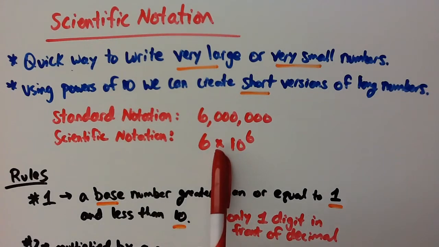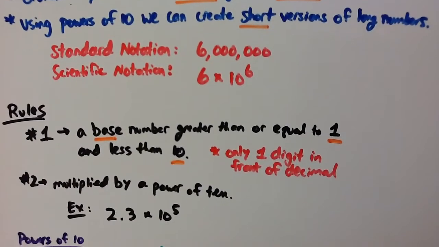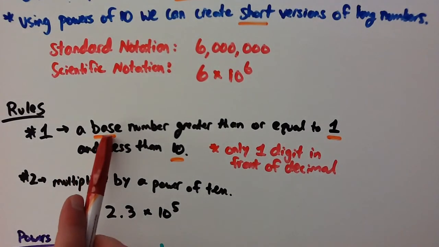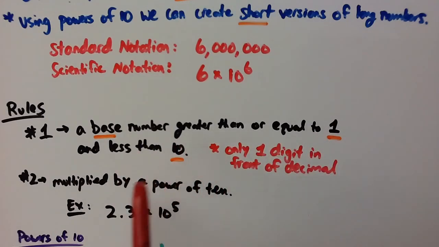Now, in scientific notation, we do use the x for multiplication. That is acceptable. Here are the rules for scientific notation. Number one, we have a base number that is greater than or equal to 1 and less than 10. So the number has to be between 1 and 10. It can be 1, it can't be 10. So it has to be between 1 and 10, which is basically saying that there's only one digit allowed in front of the decimal in scientific notation. And you're going to multiply that base number by some power of 10. So for example, here would be a number in scientific notation. We would say 2.3 times 10 to the fifth.